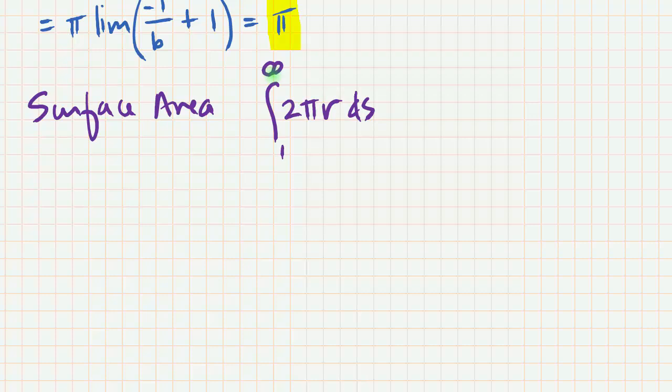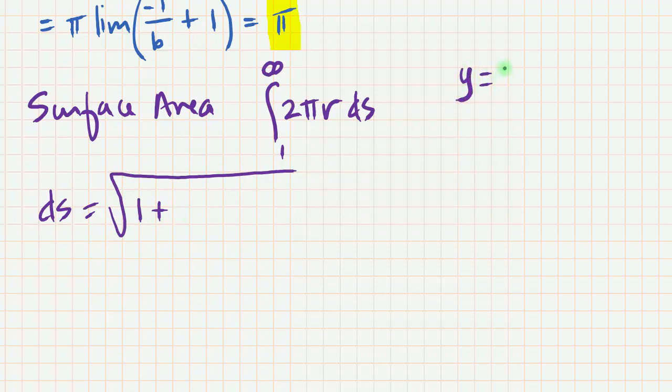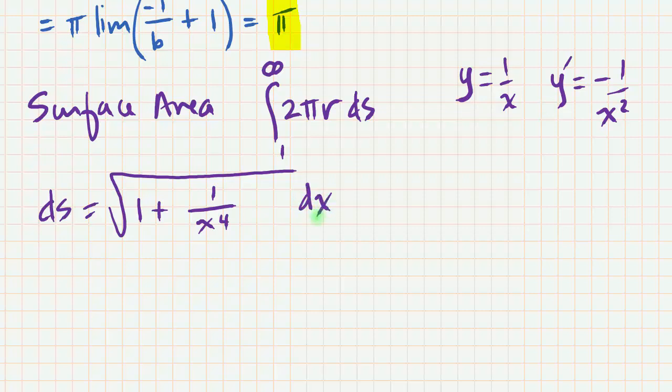In this case, we will find ds by looking at the derivative of 1 over x. So ds is going to be the square root of 1 plus, let's come over here for a moment. If y is equal to 1 over x, y prime is equal to minus 1 over x squared. So this tells us that ds is going to equal the square root; on the inside we'll have 1 plus 1 over x to the 4th when we square the derivative, and then that's all multiplied by dx. So let's go ahead and substitute this in.